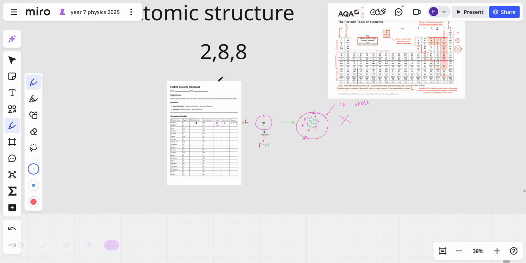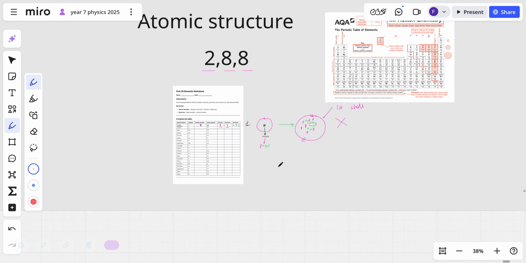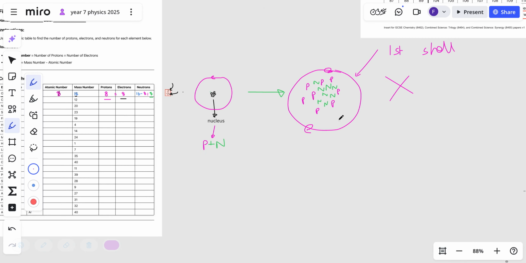That was where I said you need to remember these numbers: 2, 8, 8. Because you can only put 2 electrons in that shell, you've got to draw another shell. It's your second shell. Let me change colour. You can only put 2 electrons in the first shell and 8 electrons in the second shell.